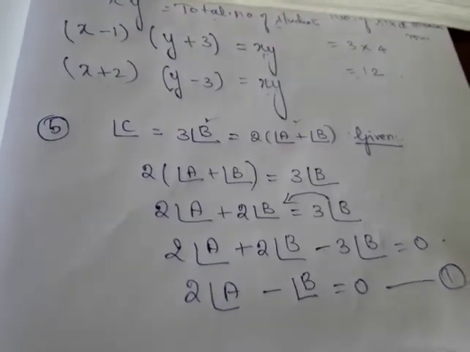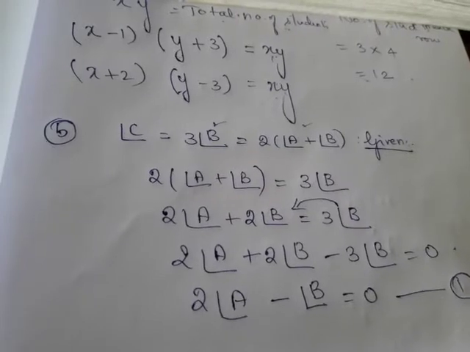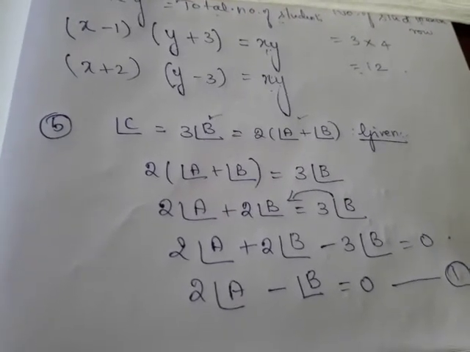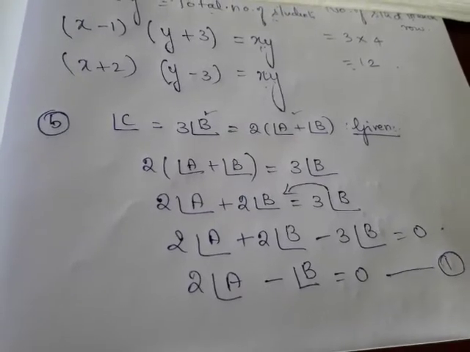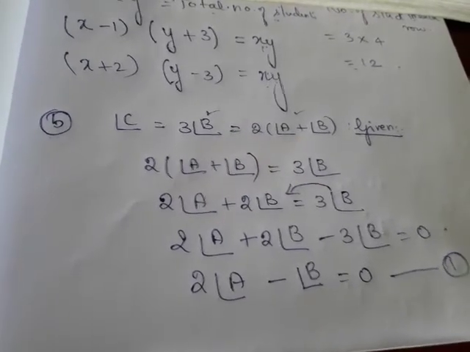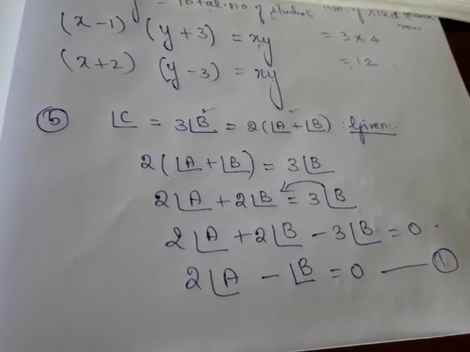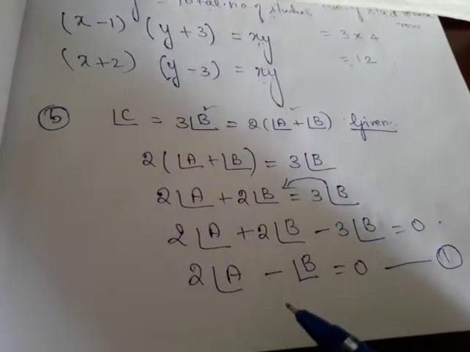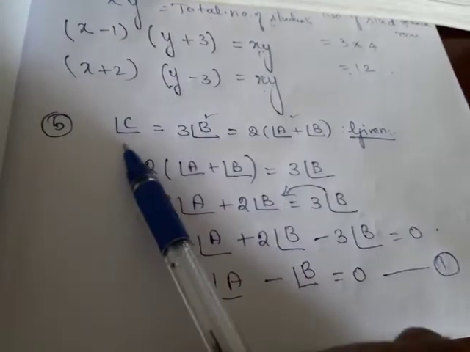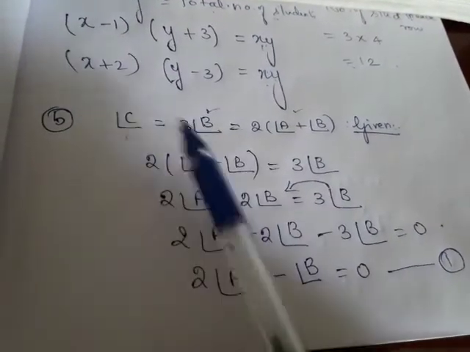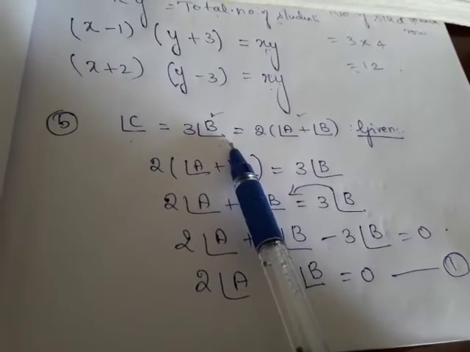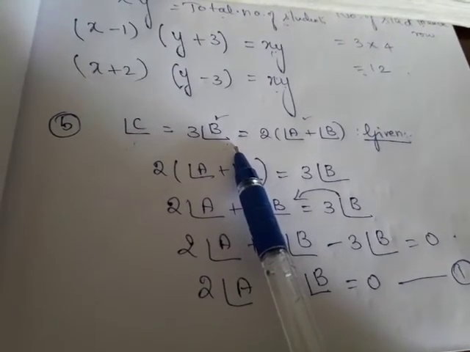Now how can we frame our second equation? We know that since it's a triangle, the sum of all the 3 angles is 180 degrees. Therefore angle A plus angle B plus angle C equals 180 degrees. But we need an equation in terms of A and B only, right? So then what will you do for C? For that you have to use this clue. Angle C is 3 times angle B. If you use this clue, we get an equation in 2 variables, right?